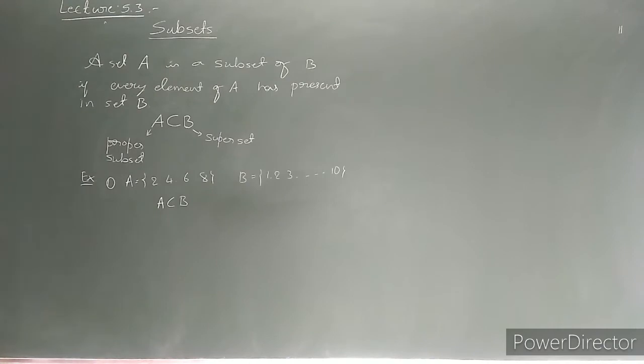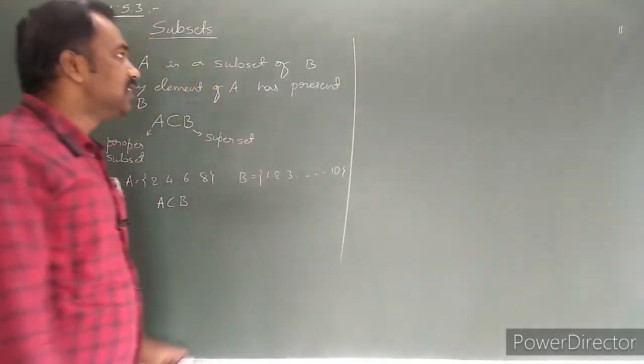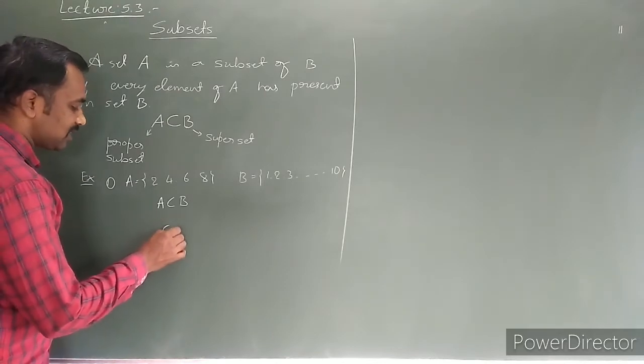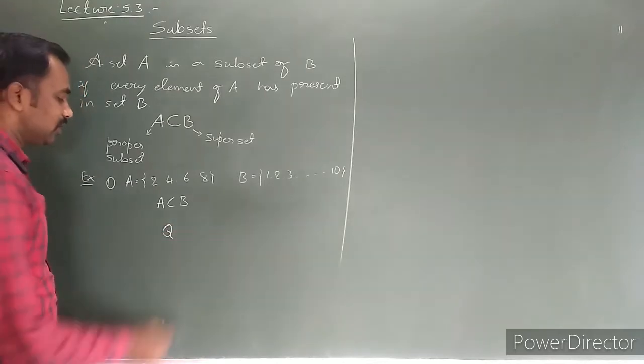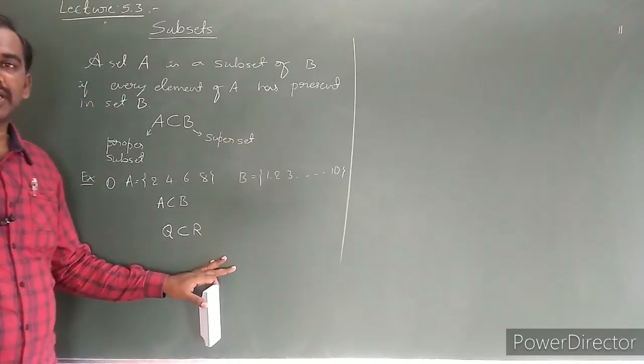Next, apart from that, I take several sets of rational numbers. Can I say that the rational numbers, denoted by Q, are a subset of the real numbers? Rational numbers are a subset of the real numbers.